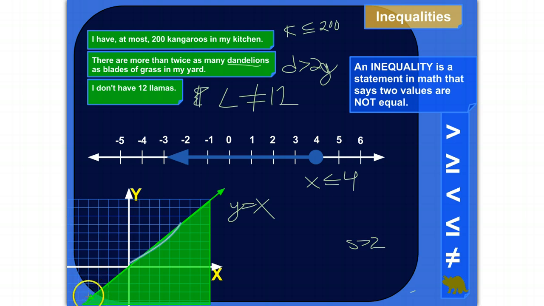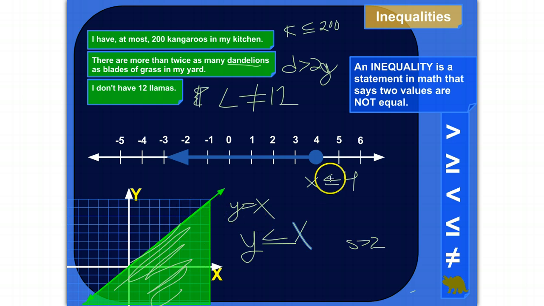But actually I don't have just that line graphed here. I have everything underneath that line shaded in. So I've got the line and I've got everything underneath it, everything that's less than the line. So if I wanted to describe this whole situation, y is less than or equal to x. Okay, so that's advanced. The point being, you can describe different kinds of situations using these inequalities: greater than or equal to, less than or equal to, or not equal to.